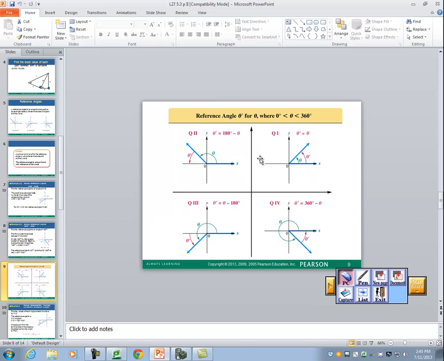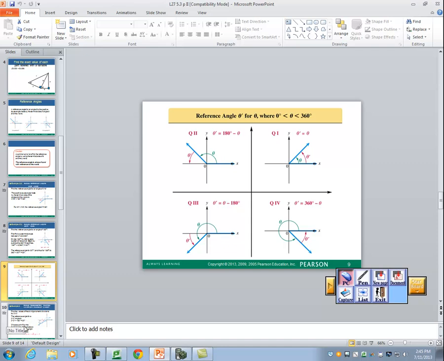All right, so the first quadrant, whatever angle you have, that's your reference angle as well. Second and third quadrants, you're either going to be subtracting that angle from 180 or that 180 from that angle. And then quadrant 4, you're just subtracting from 360.